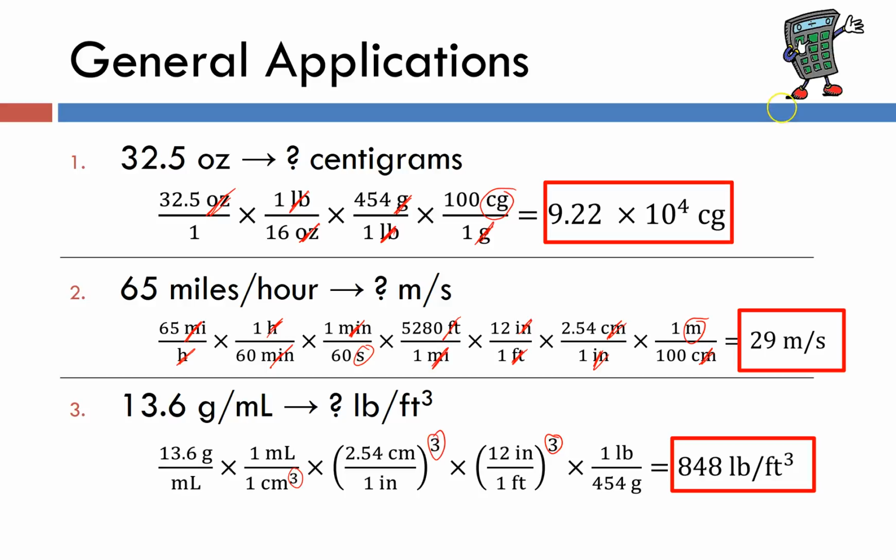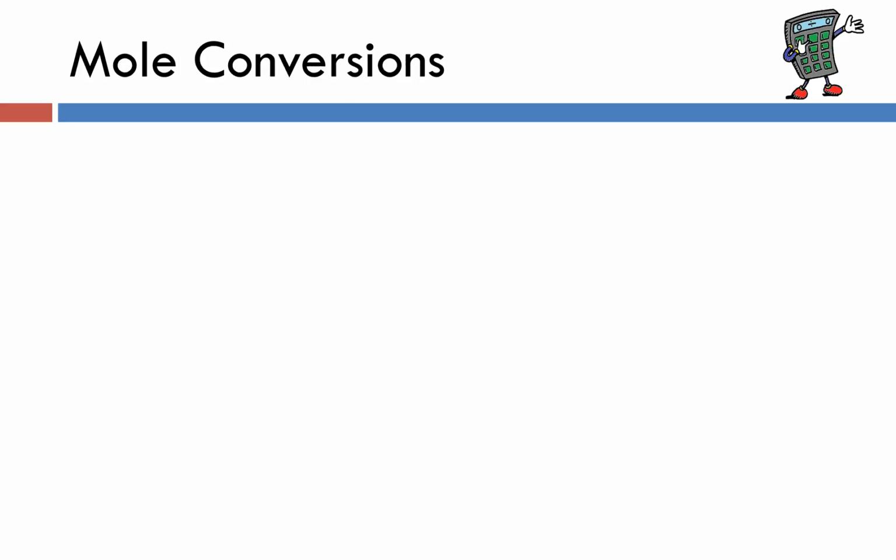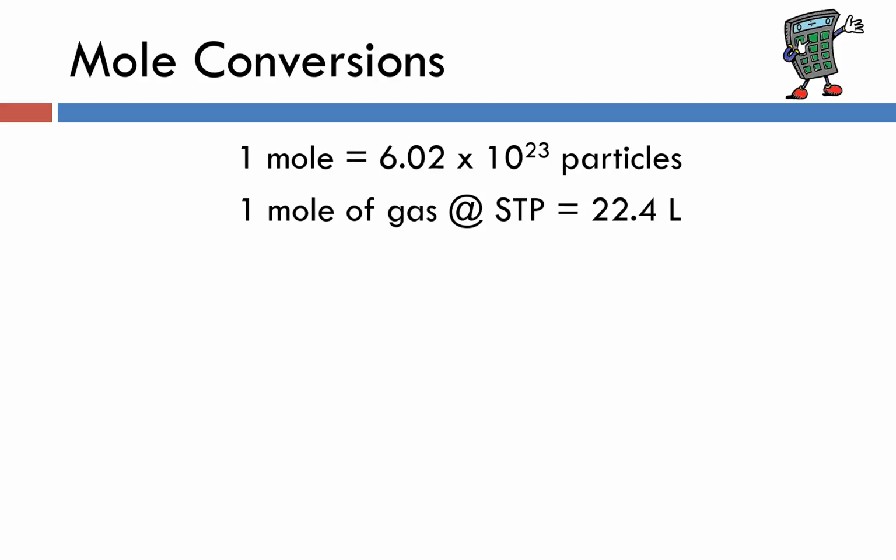Most of the conversions that we're going to look at this semester are going to fall in one of these two categories. Nothing usually too tricky with the exponents. So let's look at some chemistry-specific conversions, including mole conversions. Hopefully you remember that you can express a mole in a variety of ways. For example, 1 mole is equal to 6.02 times 10 to the 23rd particles.